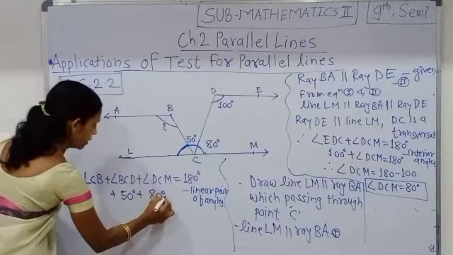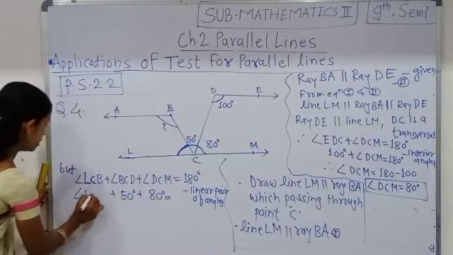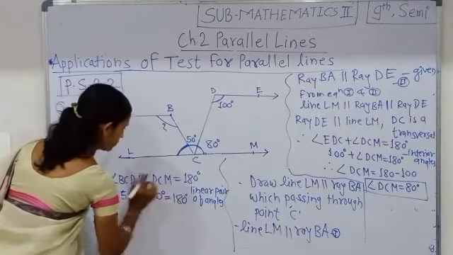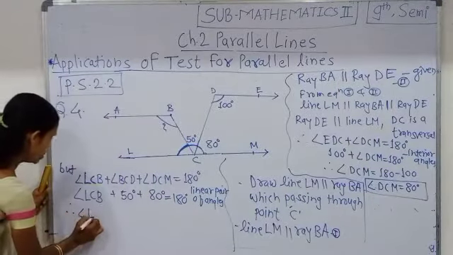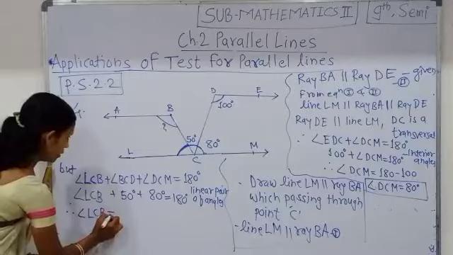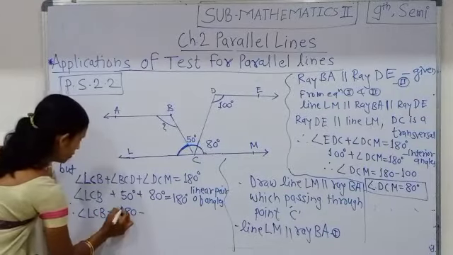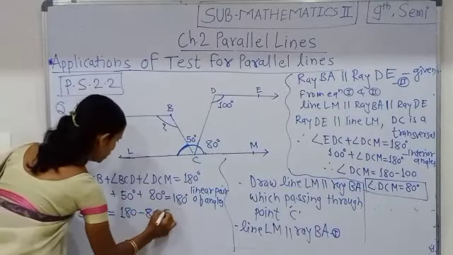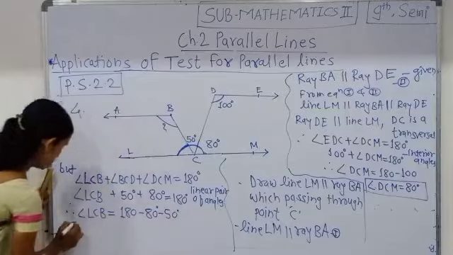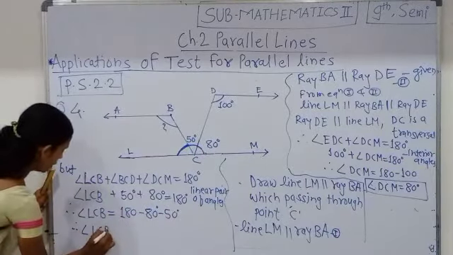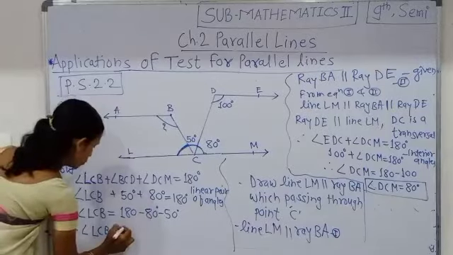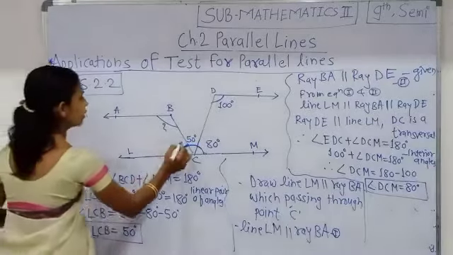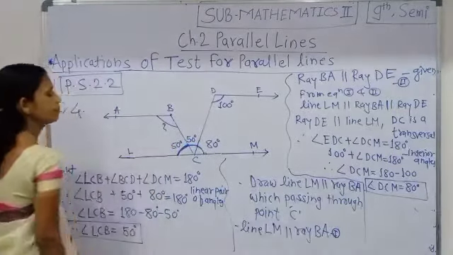Therefore, here 80 degrees plus angle LCB is equal to 180 degrees. And therefore, angle LCB is equal to 180 minus 80 minus 50 degrees. Therefore, angle LCB is equal to 50 degrees. That means, see here, that angle becomes 50 degrees.